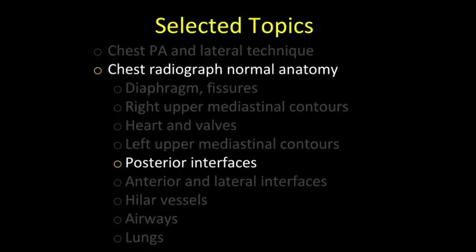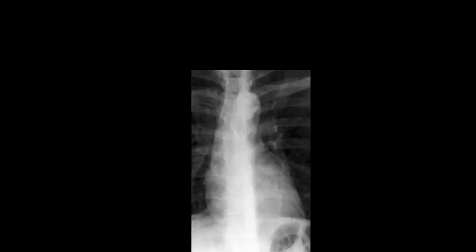So now on to posterior interfaces. These are interfaces of the lung with the mediastinum, and this is a key interface. This interface runs from the region of the azygos vein down to the lower thorax posteriorly. It's created by lung abutting the mediastinum and should be gently convex to the left in the upper aspect and gently convex or straight to the patient's right in the lower aspect.